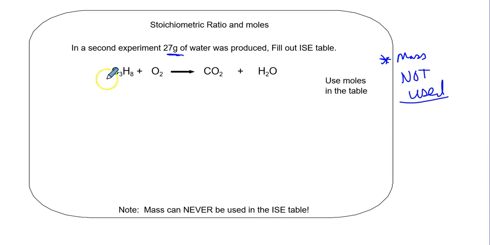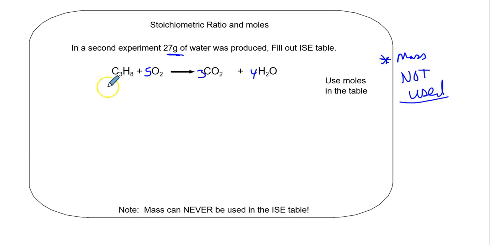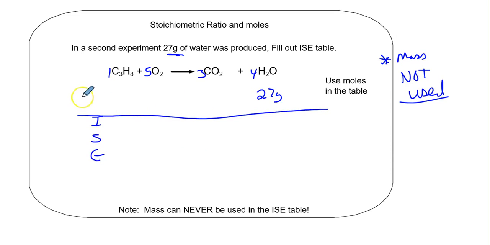Again, we just balanced this thing, so it was a 5 to a 3 to a 4 ratio, I believe. And there it is. And a 1. Now here it says a second experiment finished with 27 grams of water. Let's fill out the ICE table here, or how much of the other things am I going to get? So I'm going to do initial, stoich ratio, and let's just see what I got here.